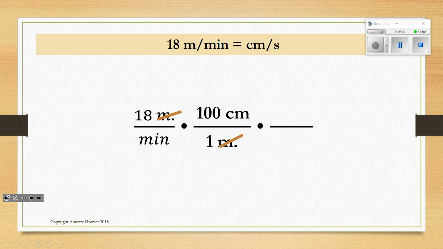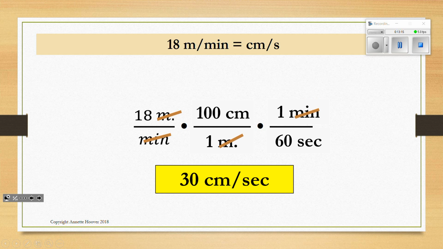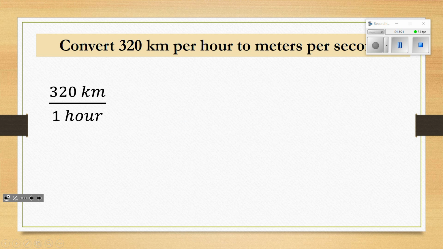And then from minutes to seconds, we know that 1 minute equals 60 seconds. That completes the time conversion. We multiply everything on top. That would be 1800 divided by 60, which is 30 centimeters per second. Okay, let's just try one more here.